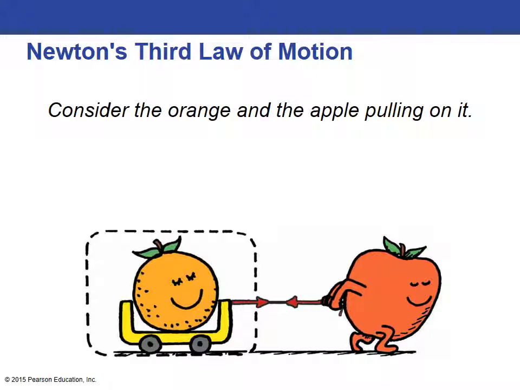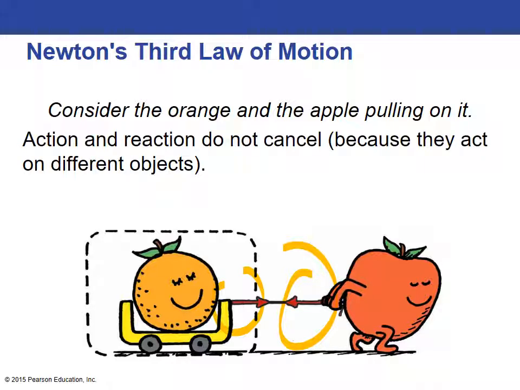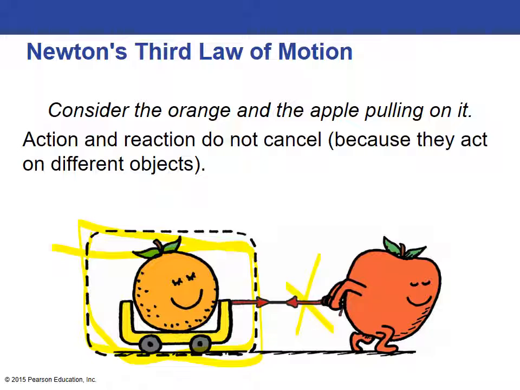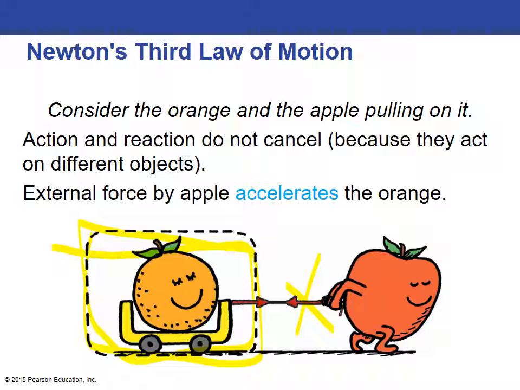But in fact, the orange is getting pulled because the apple is pulling on it. Our system in this case is just looking at the orange. So this can't cancel. And in this case, the apple accelerates the orange.